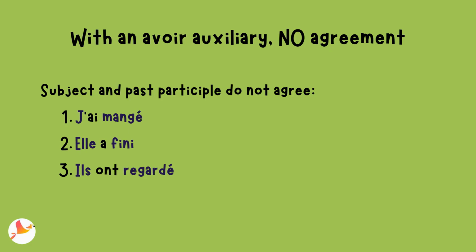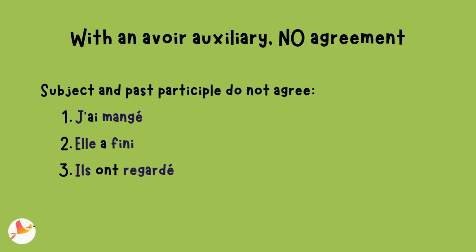Now, if we are making a sentence where the main verb does not require the use of être, but the use of avoir as the auxiliary, there is no agreement. So, the subject and past participle do not agree. We have number 2, we have a feminine subject, elle, but we do not add an E to fini, the past participle, because the auxiliary is avoir.